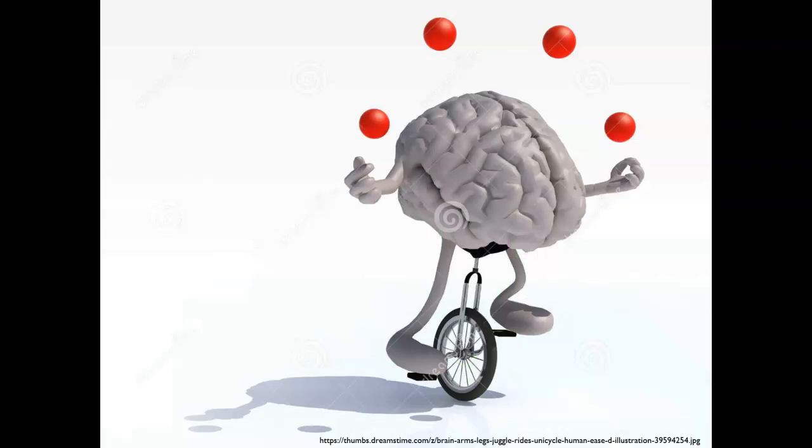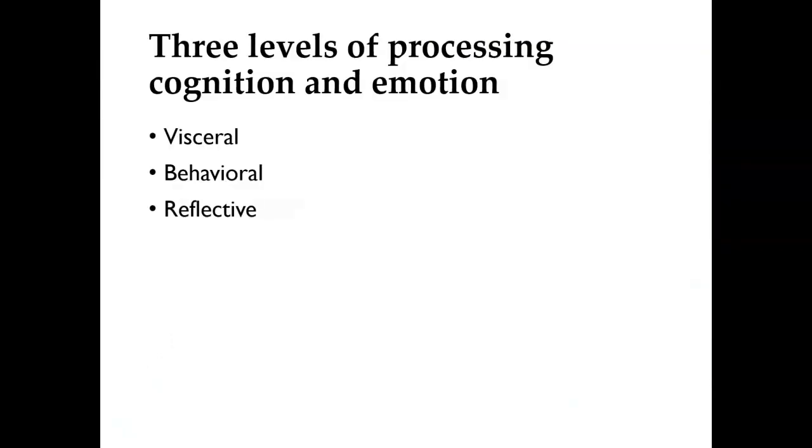We've talked about these various sequences. Now let's talk about how your brain works. There are three different levels of processing, cognition, and emotion that Norman discusses. There are the visceral, behavioral, and reflective levels. Let's define each of these in turn.